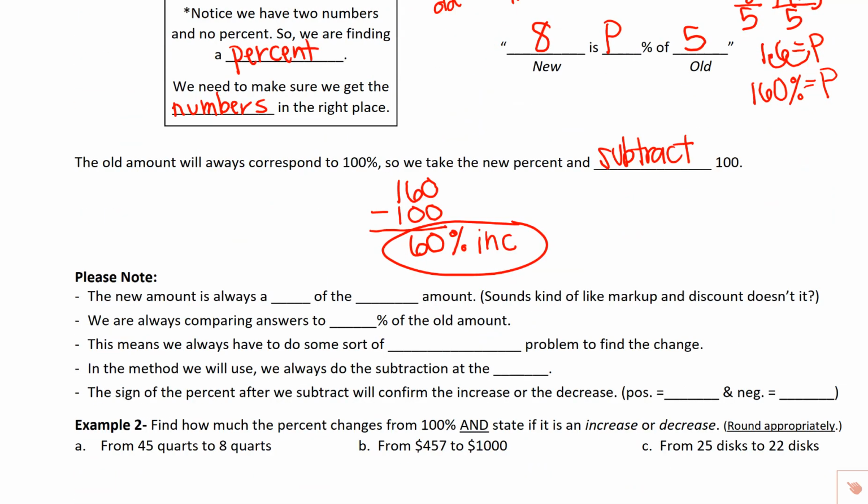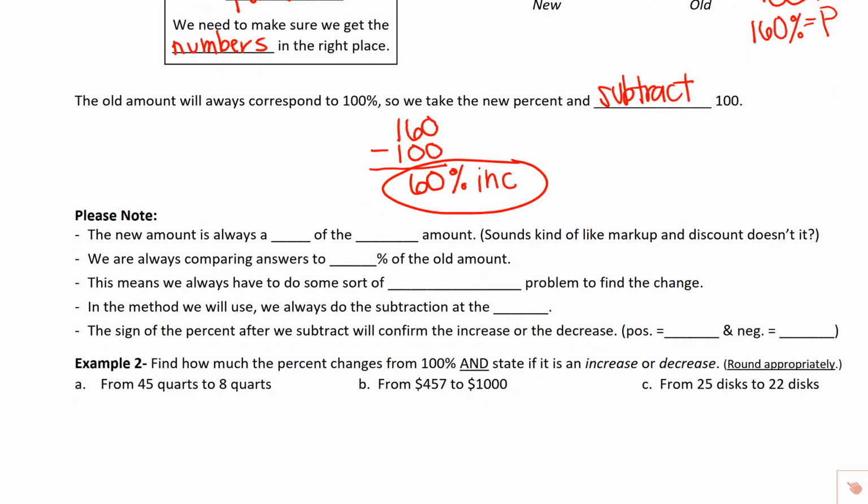Okay, so here are some general rules to keep in mind, and we're going to do a few more examples, so don't worry. The new amount is always going to be a percentage of the old amount. So it sounds like markup and discount, it's very similar. We're always comparing answers to 100% of the old amount. This means we always have to do some sort of subtraction.